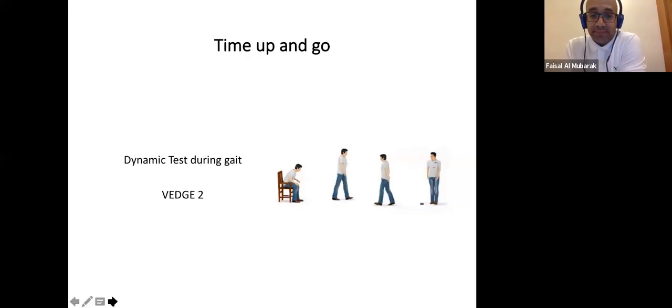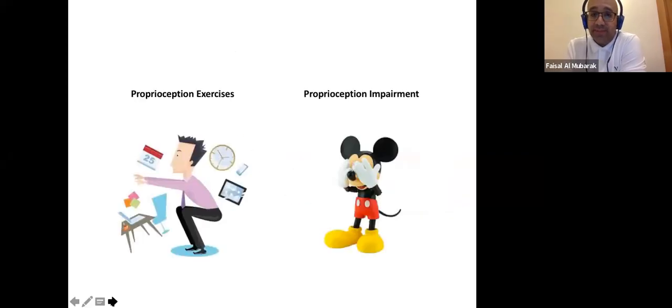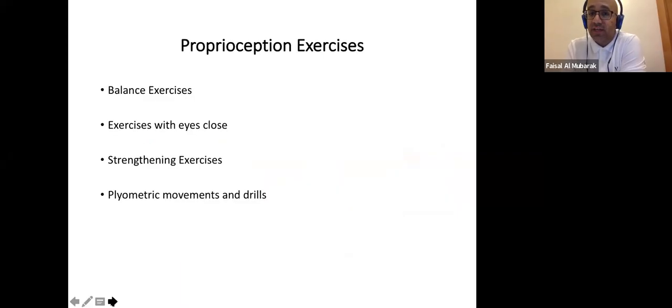Okay, it's very simple. So one more thing that we're looking at here is proprioception. There are a lot of things that can impair the proprioception system or functionality in our system, and there are different exercises that we can use to enhance it. I mean, true, you have to fix the issue first, then you can start the exercises later on.